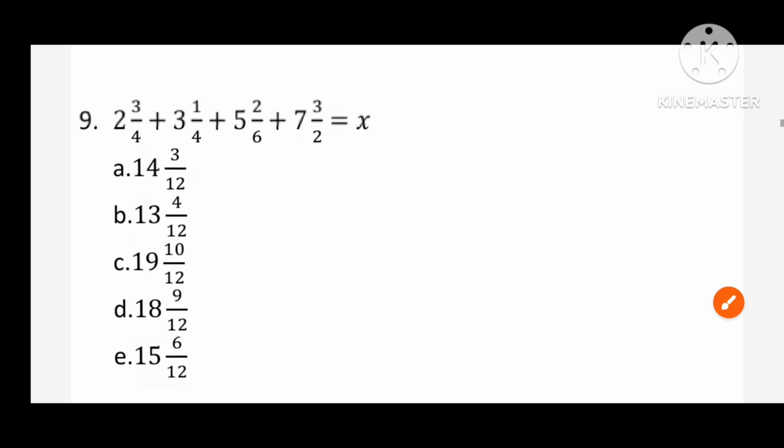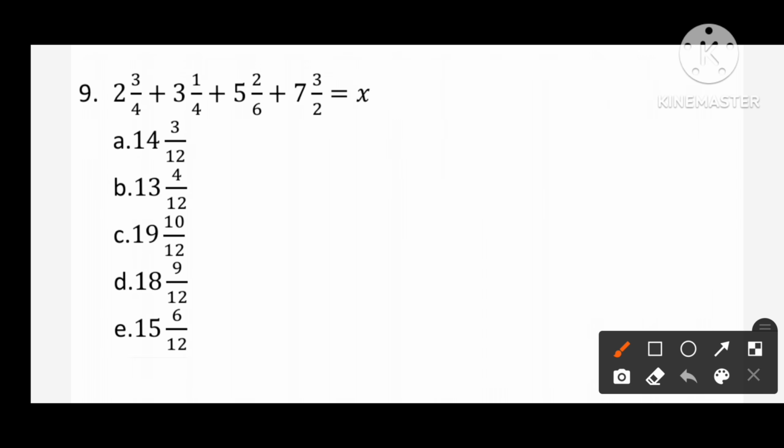Next, question number 9. Fraction values are given. 2 plus 3, 5, 5 plus 5, 10, 17. Here 4, 4, 6, 2.